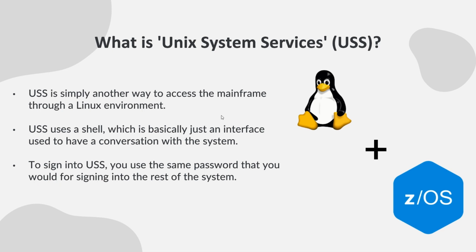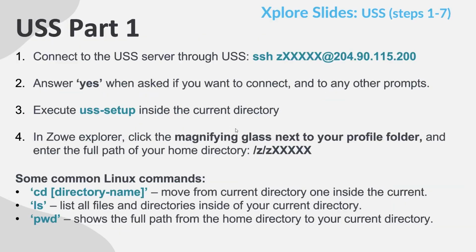Okay, so it uses a shell, which is a command line interface used to have a conversation with the system, pretty much. And to sign into USS, use the same password that you would for signing into the rest of the system. So if you need your password, I'm sure you have your ID by now, but if you need your password, it's just on VS Code. You open up that module and it's right at the bottom, right below the VSC picture. So let's go.